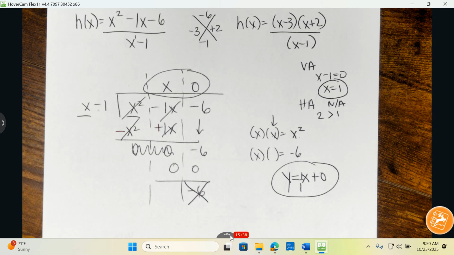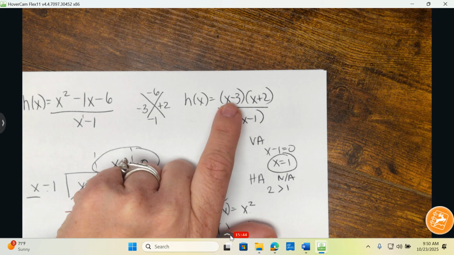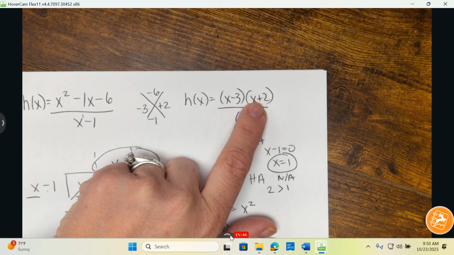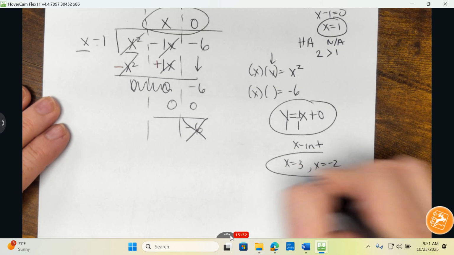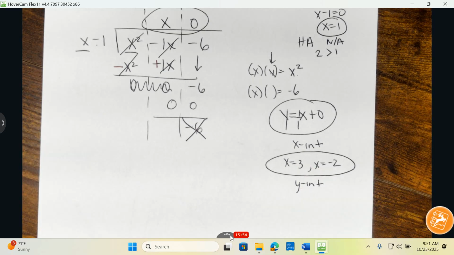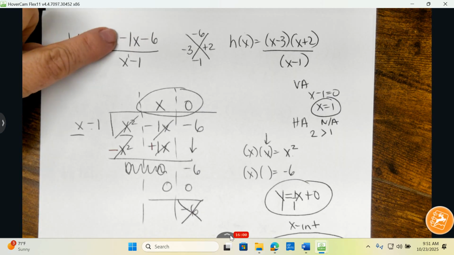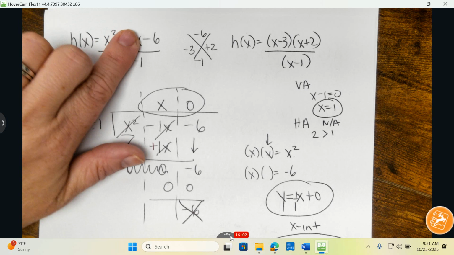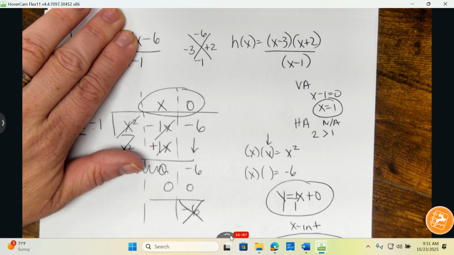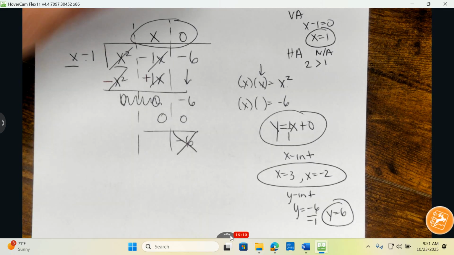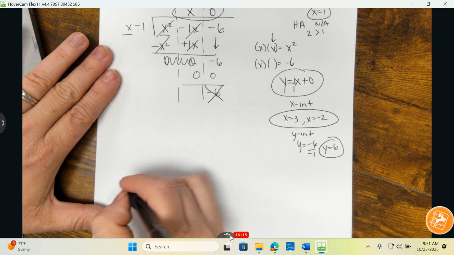Okay, let's go back and identify the x-intercepts. The x-intercepts will always come in factored form from the numerator. So I have an x-intercept of positive 3 and an x-intercept of negative 2. The y-intercept will come when you set x equal to 0. I like this original form, and so this would be 0, this would be 0, and this would be 0. And I'm left with y equals negative 6 over negative 1, which simplifies to just 6. Now we may have to do other critical points. I'm not sure. Let's start by drawing our graph.